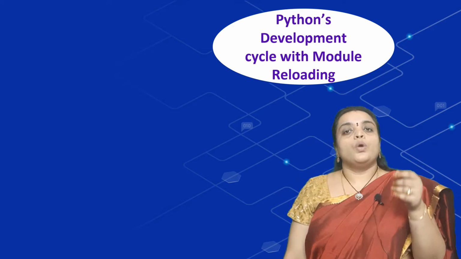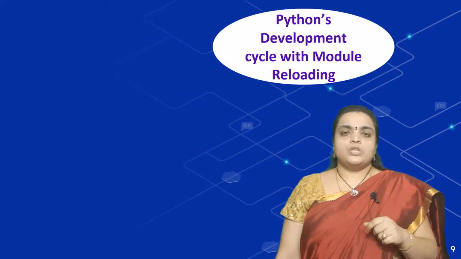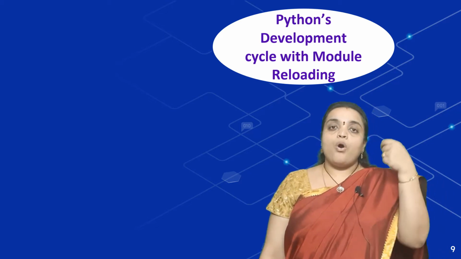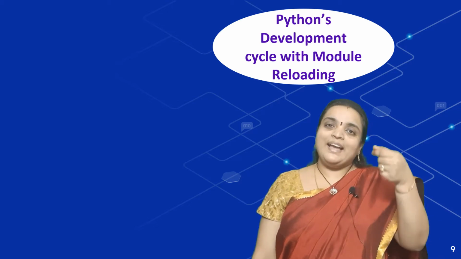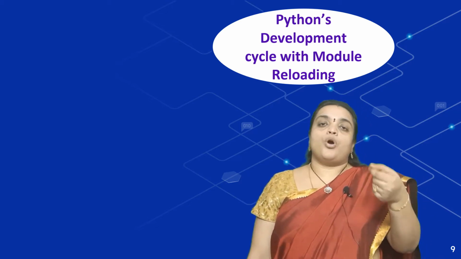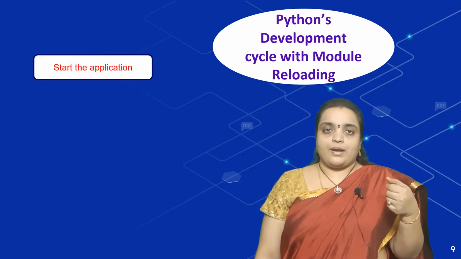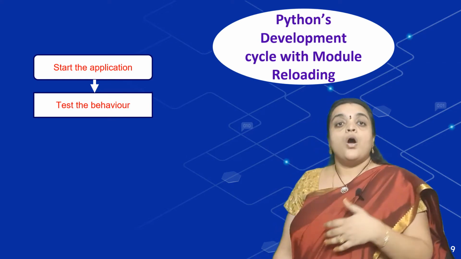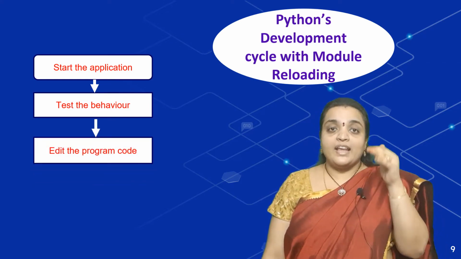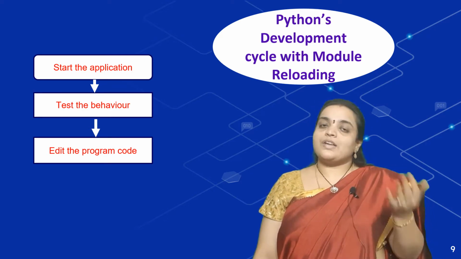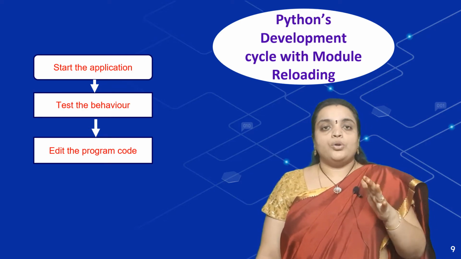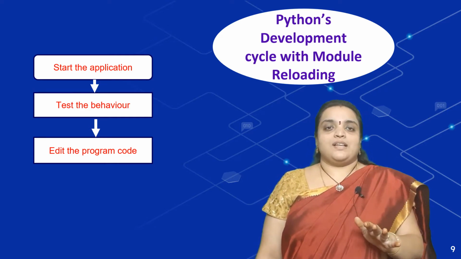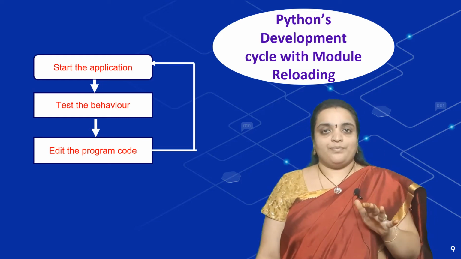Python's development cycle with module reloading. In Python, we also use modules to run our programs. We will already create a module and we will use that module in our programs. How will a module work? Here also, it will start the application. After starting, it tests the behavior. After testing the behavior, if there are any errors, it will edit the program. Otherwise, it will give the result. Here, in a module, there is no question of stopping the application. We can edit while the program is running itself. We can edit the program when it is running. Clear, all of you?